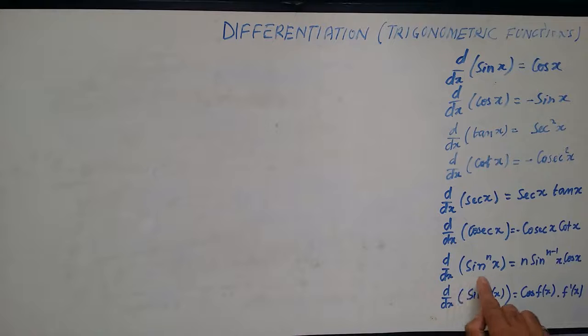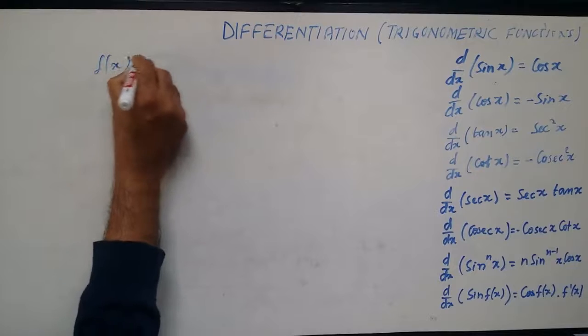Differential of sin to the power n x will be n times sin to the power n minus 1 x and cos x. And differential of sin of a function of x will be cos of the function of x into the differential of the function of x. So let's solve some problems on trigonometric expressions.